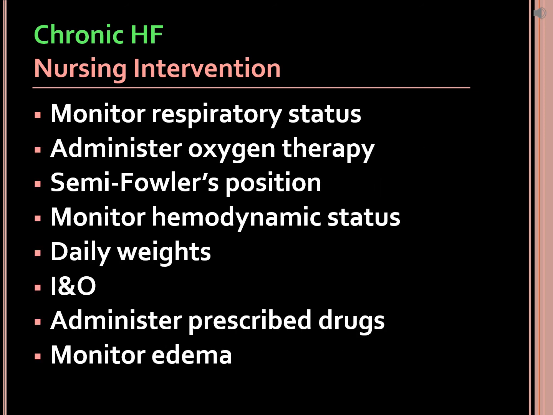Nursing interventions for acute care is going to be that we're going to monitor the respiratory status. Okay, administer oxygen therapy so we can decrease those oxygen demands on the heart. Again, doing the semi-Fowler's position. We did that for the ventilatory effort and increasing the thoracic capacity to take those deep breaths. Monitoring hemodynamic status. That depends on the severity, obviously, of the patient. Doing our daily weights, improving on self-management, doing intake and output, administering drugs, and monitoring for our edema.